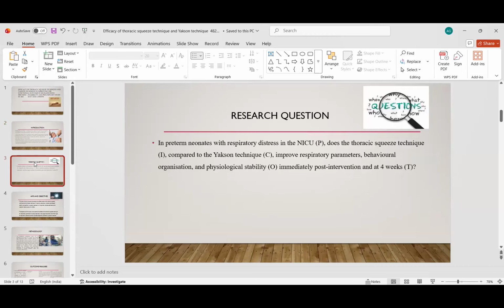So this is the research question which is made in the PICO format. In preterm neonates with respiratory distress in NICU, that is the population, does the thoracic squeeze technique compared to the Yaksan technique improve respiratory parameters, behavioral organization, and physiological stability immediately post intervention and at 4 weeks? So I am moving forward with this.